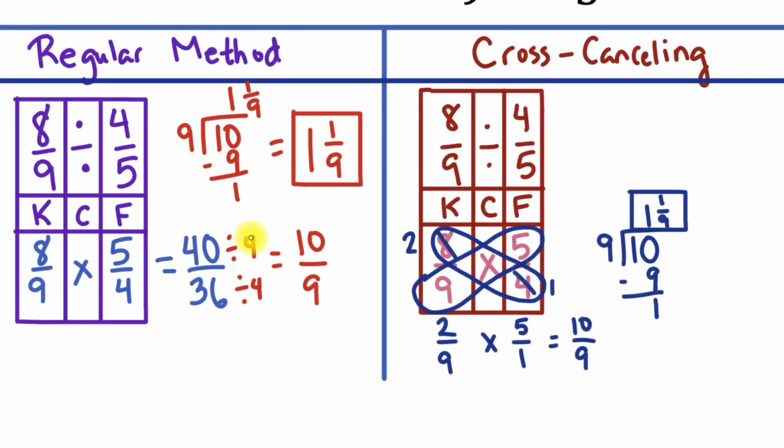So regardless of whatever method you picked, whether it was the regular method or cross-canceling, you still got the answer of 1 and 1/9. Although I tend to favor cross-canceling because it gives us smaller numbers to work with. Which method did you prefer? Let us know in the comments below.